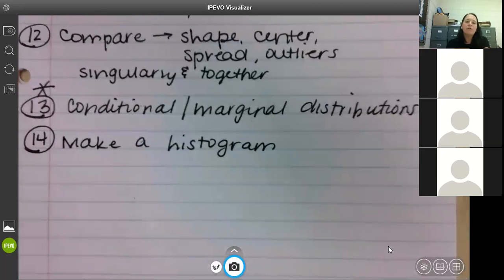And then make sure that you know how to make a histogram. Make sure you know how to make a histogram.